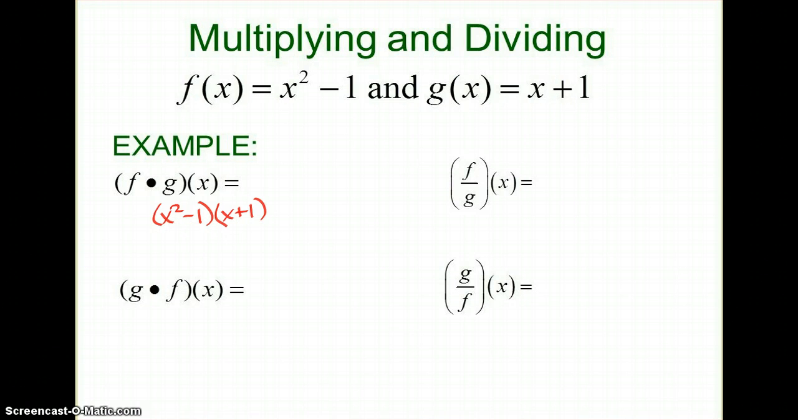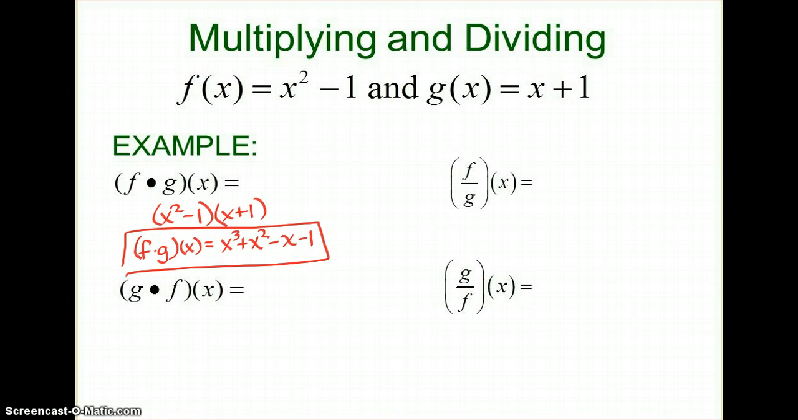So x squared times x. So let's go f times g of x, and I get x squared times x is x cubed. Then I get x squared times 1 is plus x squared. Then I get negative 1 times x is going to be minus x. And negative 1 times 1 is negative 1. Now since I did FOIL, I would check to make sure there are no like terms to combine together. But my final answer then is x cubed plus x squared minus x minus 1.